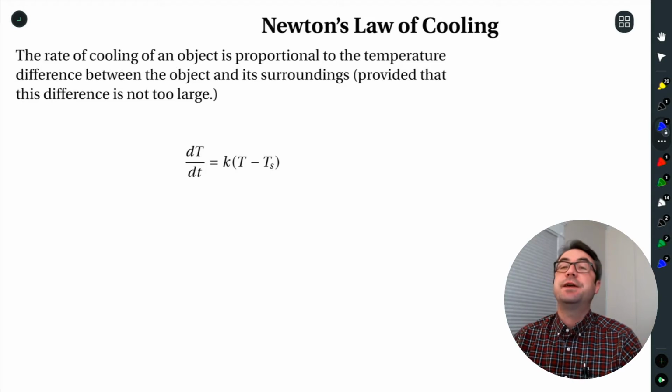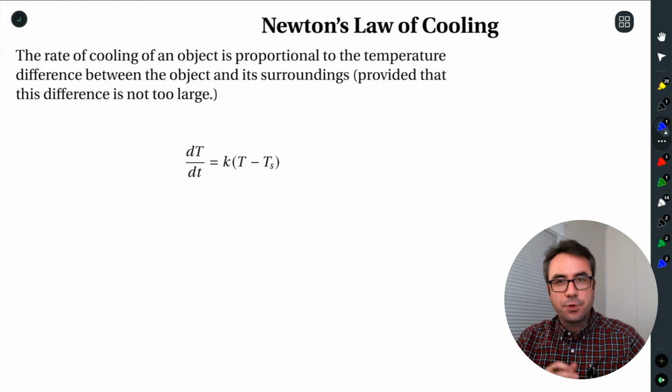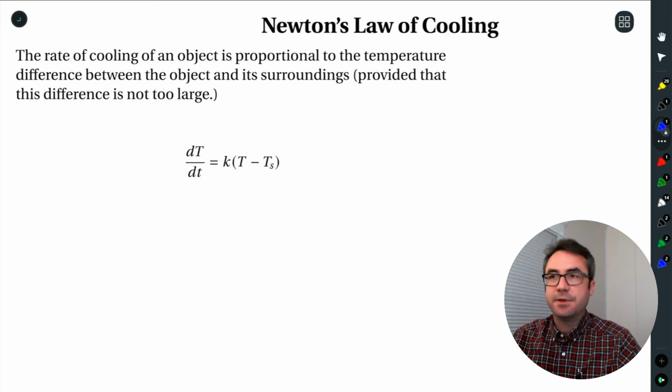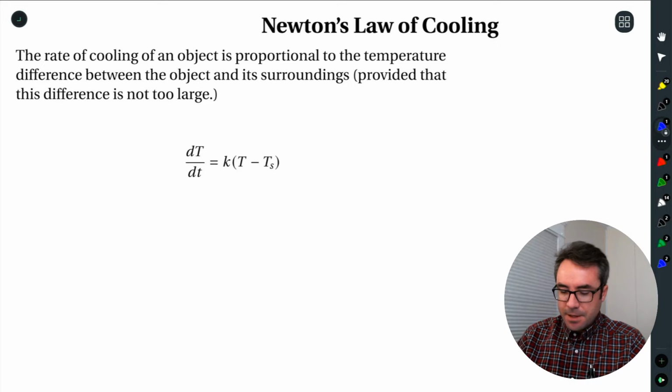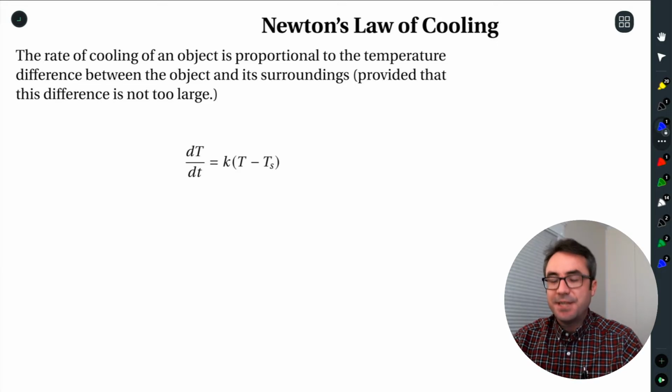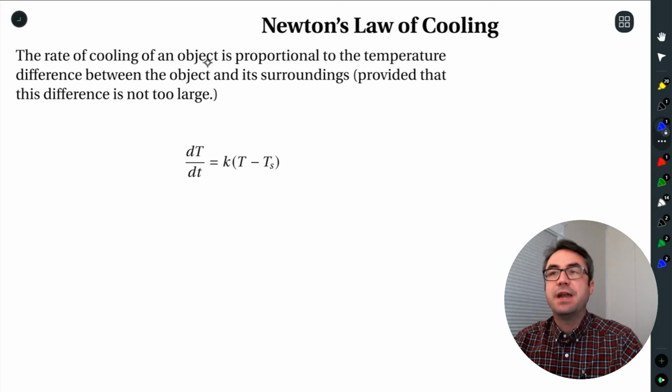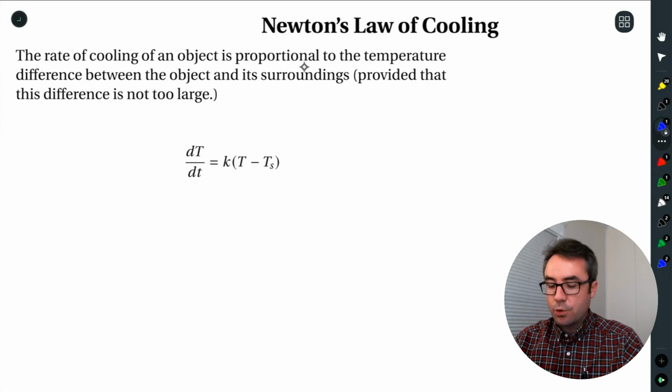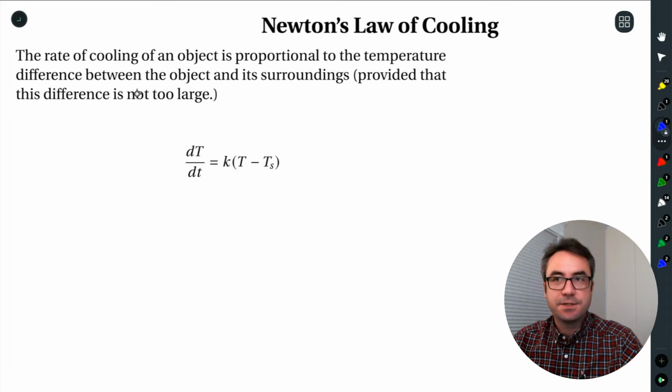We're going to look at one more application of exponential growth and decay type formulas here, and that's Newton's law of cooling. What this law says is the rate of cooling of an object is proportional to the temperature difference between the object and its surroundings, provided that this difference is not too large. So we're talking lower temperatures here, nothing too extreme.